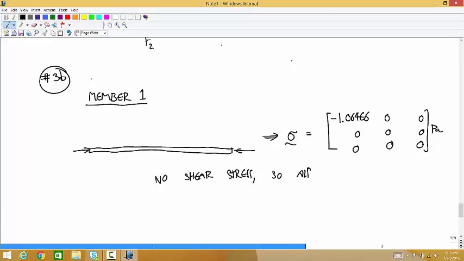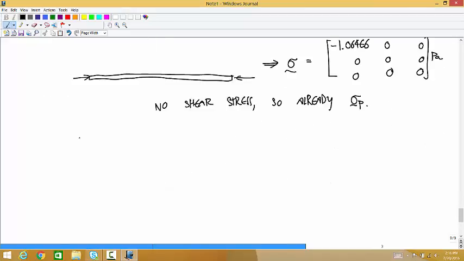So it's already principal. And so now you just have to think about which is the middle axis, which is the axis corresponding to the middle principal stress. The values are 0, 0, and negative 1.06 times 10 to the 6. So either one of these zeros is the middle one.